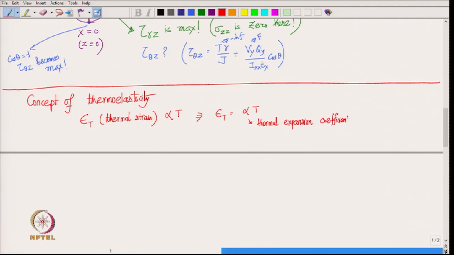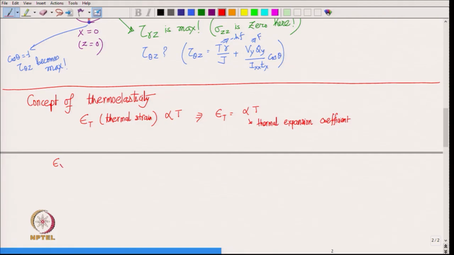And this part of the strain is not responsible for generating stress in the body. So, suppose you have got total strain epsilon, then you have to subtract this epsilon T, and the remaining strain is the one which generates stress in the body. So, we have to simply modify our 3D Hooke's law in the following way.